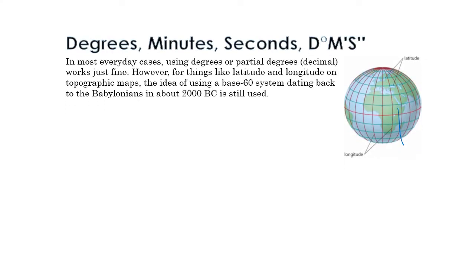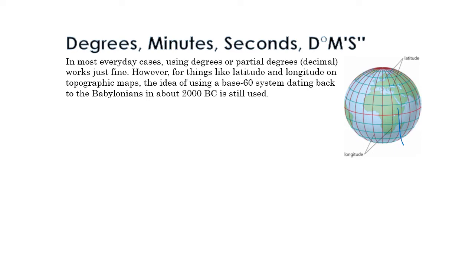Okay, we're going to switch gears just a little bit and talk about angles in terms of degrees, minutes, and seconds. You may have heard about this before in anything with navigation. When you're talking about a map, or about where a ship is, we talk about things in terms of degrees, minutes, seconds. In most everyday cases, using degrees or partial degrees works just fine.